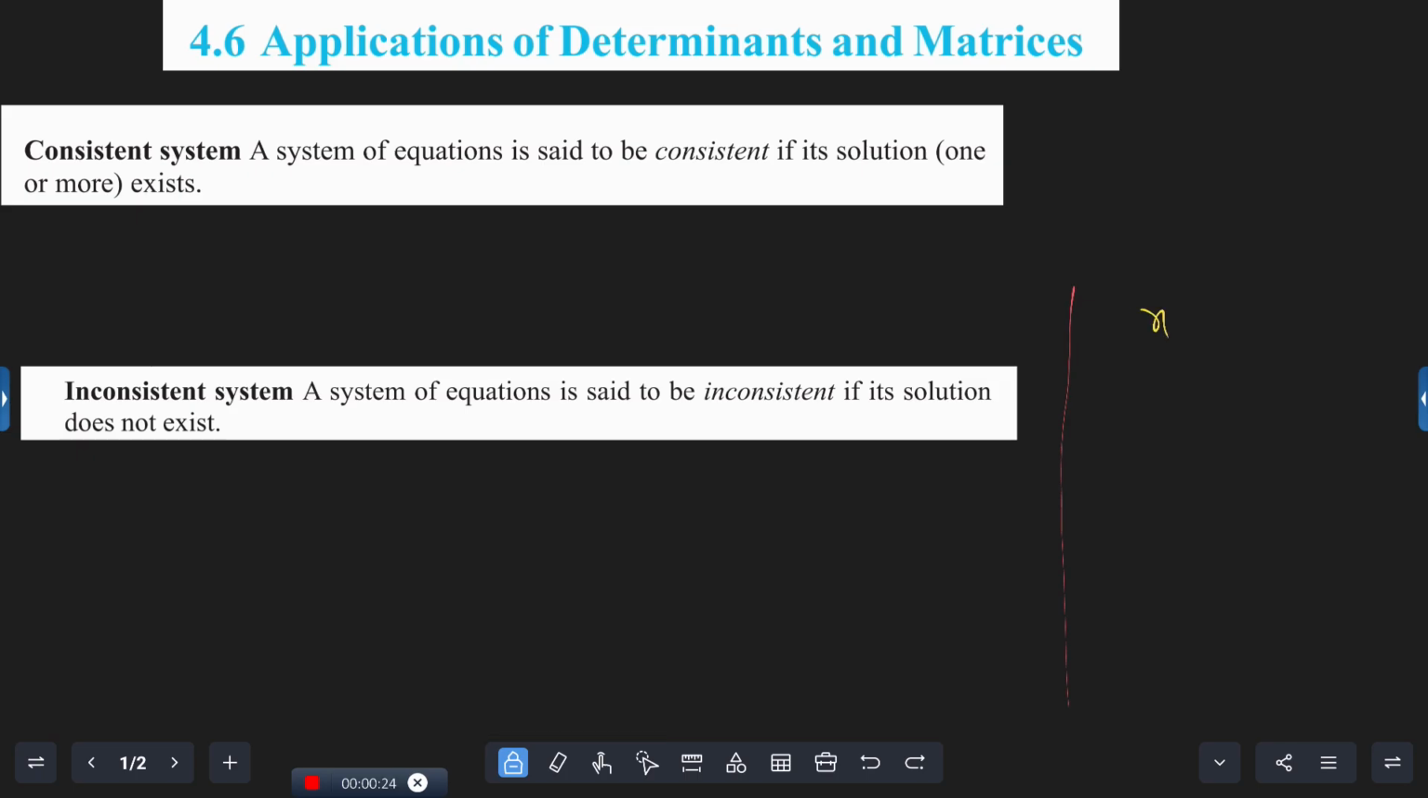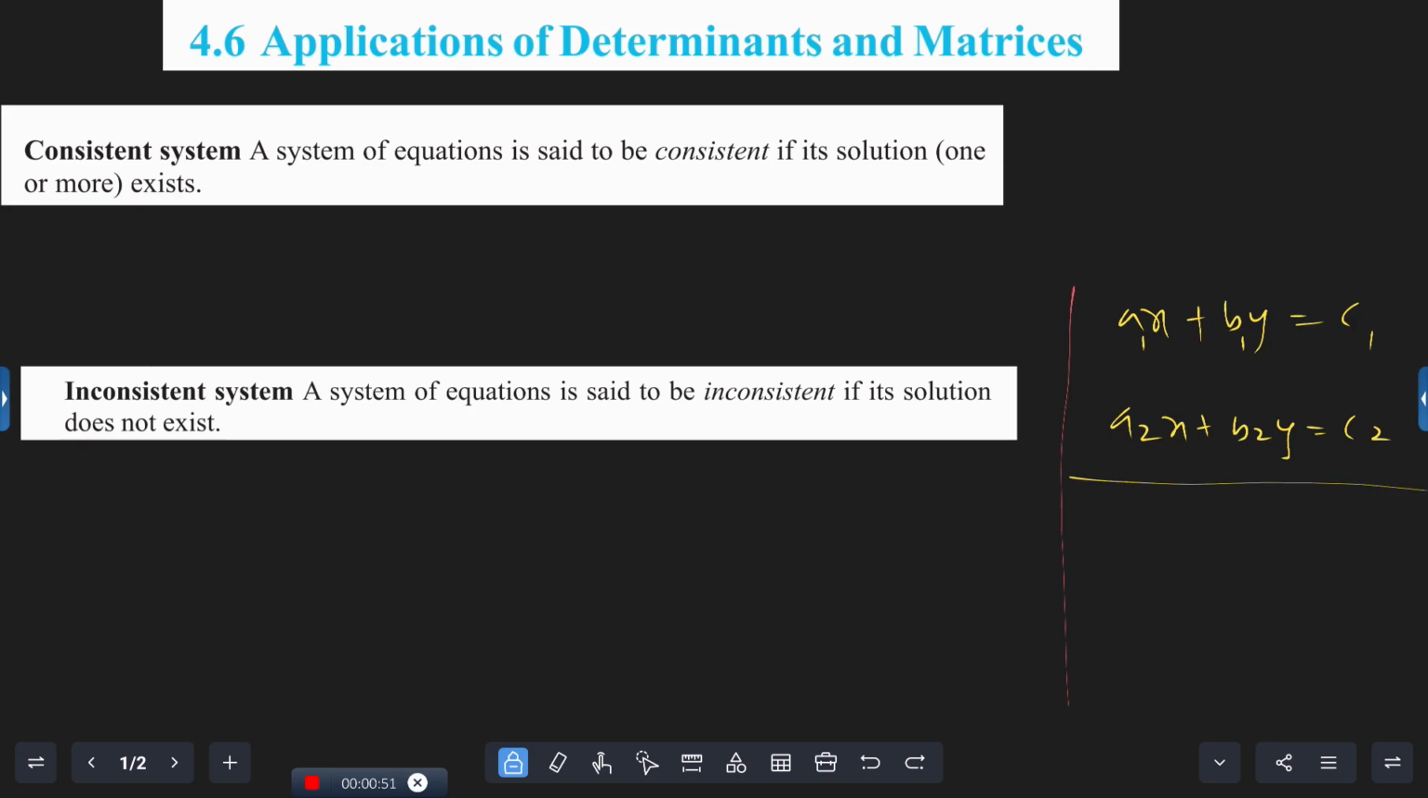First of all, suppose a1x plus b1y is equal to some constant c1, and a2x plus b2y is equal to c2. If we have two variables x and y, this is also a linear equation. How are you going to solve this with the help of matrices? That we are going to see in the exercise. This is a 2 by 2 system, meaning two variables.